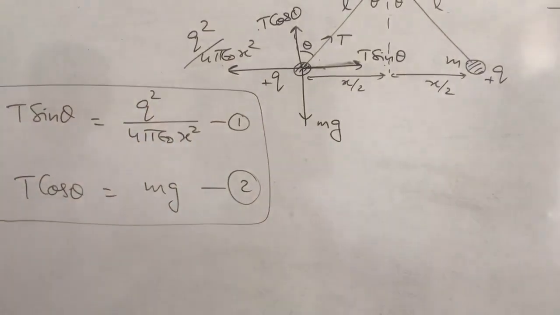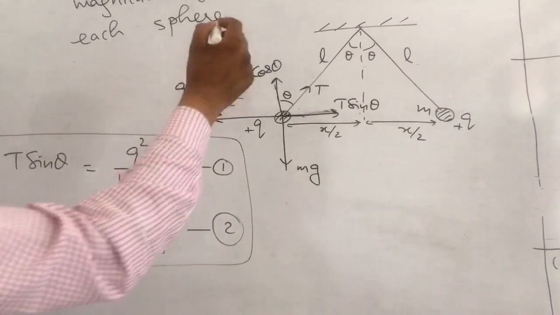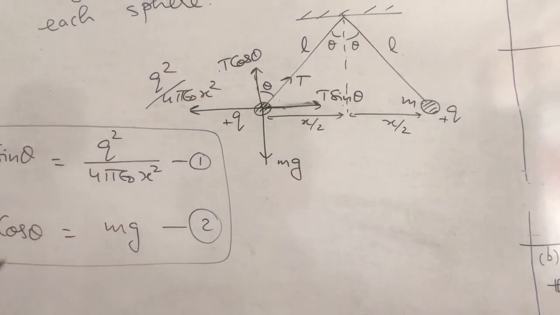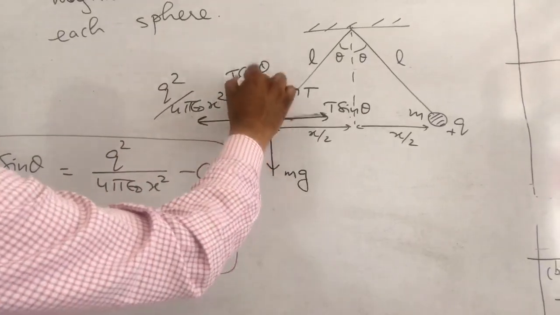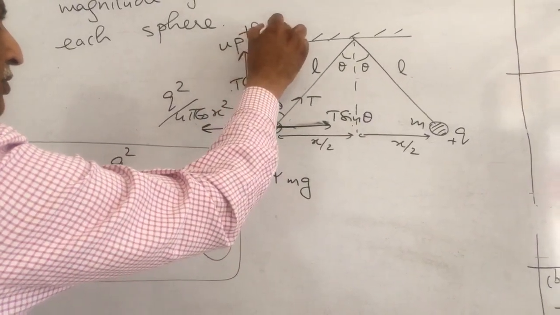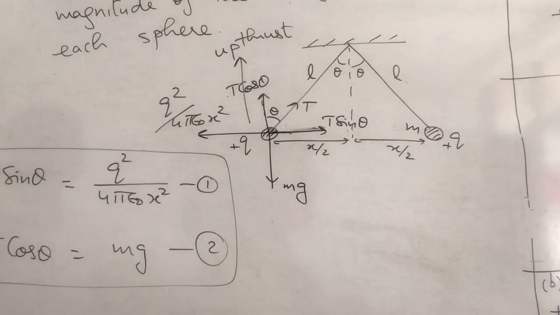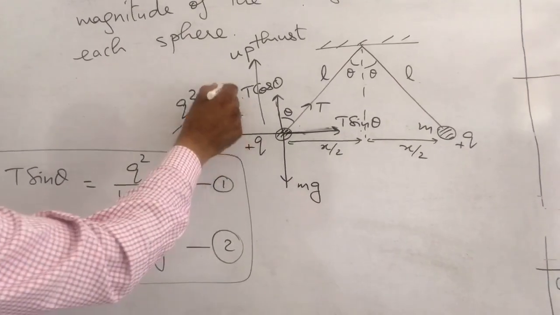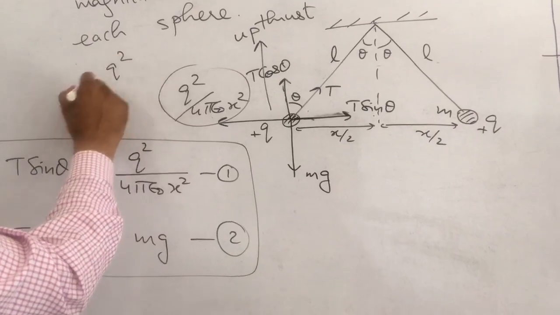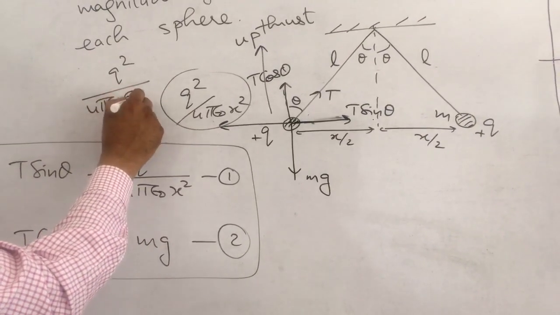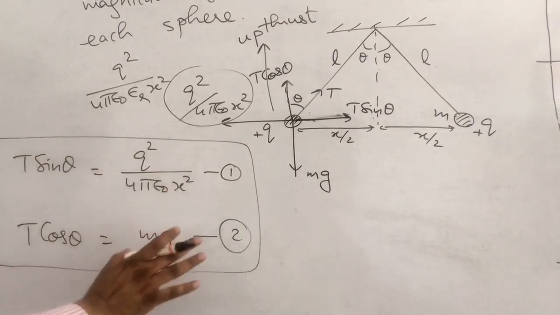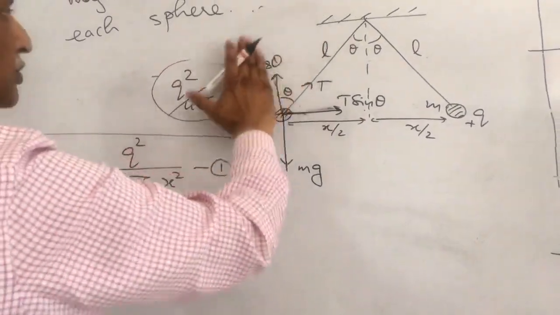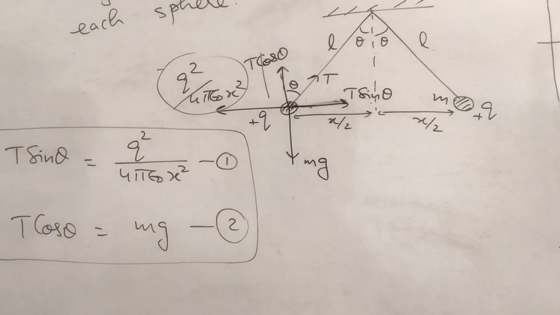If the two spheres are in vacuum. If in some problem it is given that the whole apparatus is in a liquid, in presence of liquid there will be two changes. One change is there will be an upthrust in this direction. According to Archimedes principle, upthrust is equal to weight of liquid displaced. Second, the electrostatic force will be modified and it will become q square upon 4 pi epsilon naught into x square, with the medium's permittivity. Then two different equations will be there, and solve those two equations. But in this question, I am not considering any medium. I am taking vacuum. So these are the two equations.